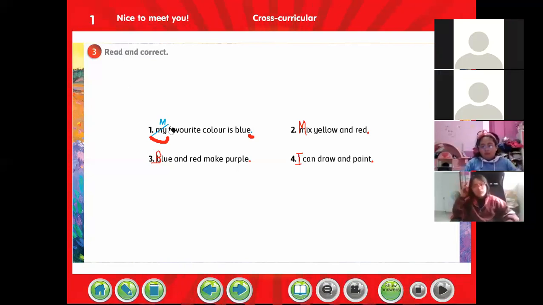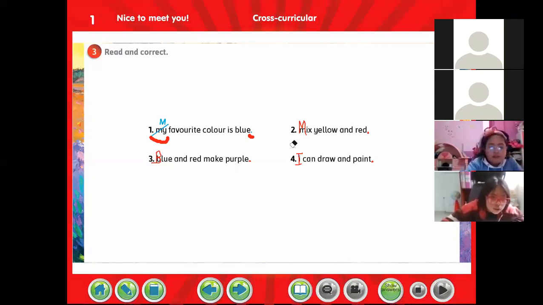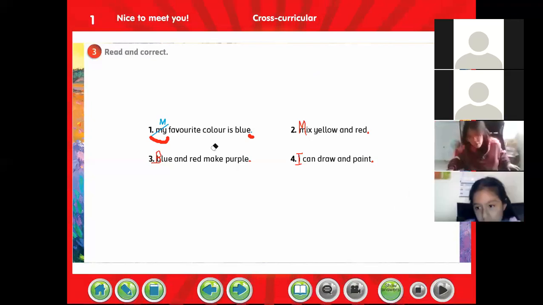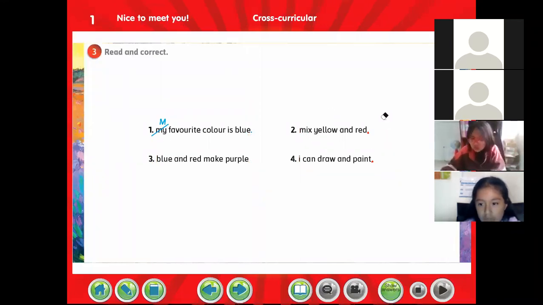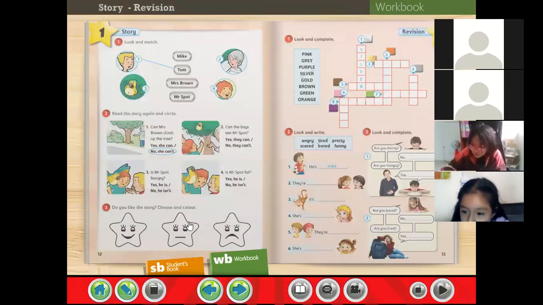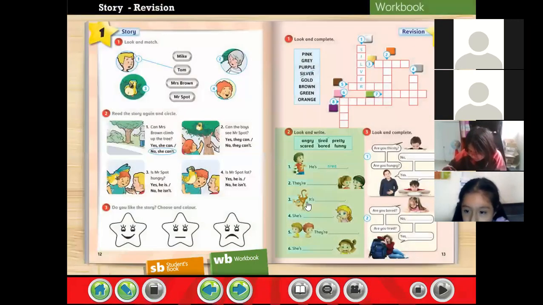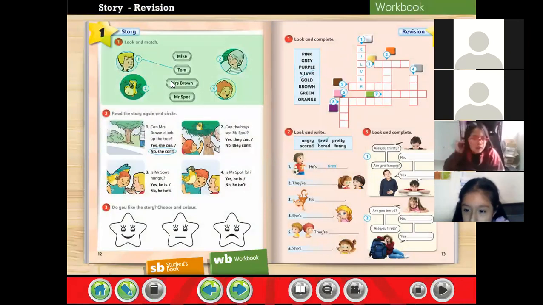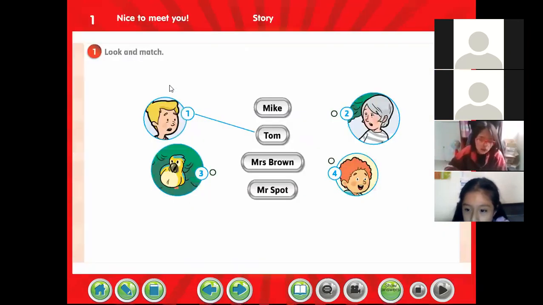Did you finish? Yes, no? Okay, thank you, my friend. Let's continue, okay? The next. Then we play a game, okay? Let's finish this page, the 11. And the 13, and we are going to play a game, okay? Please remember the story of Mr. Spot. Mr. Spot, okay, do you remember the story?